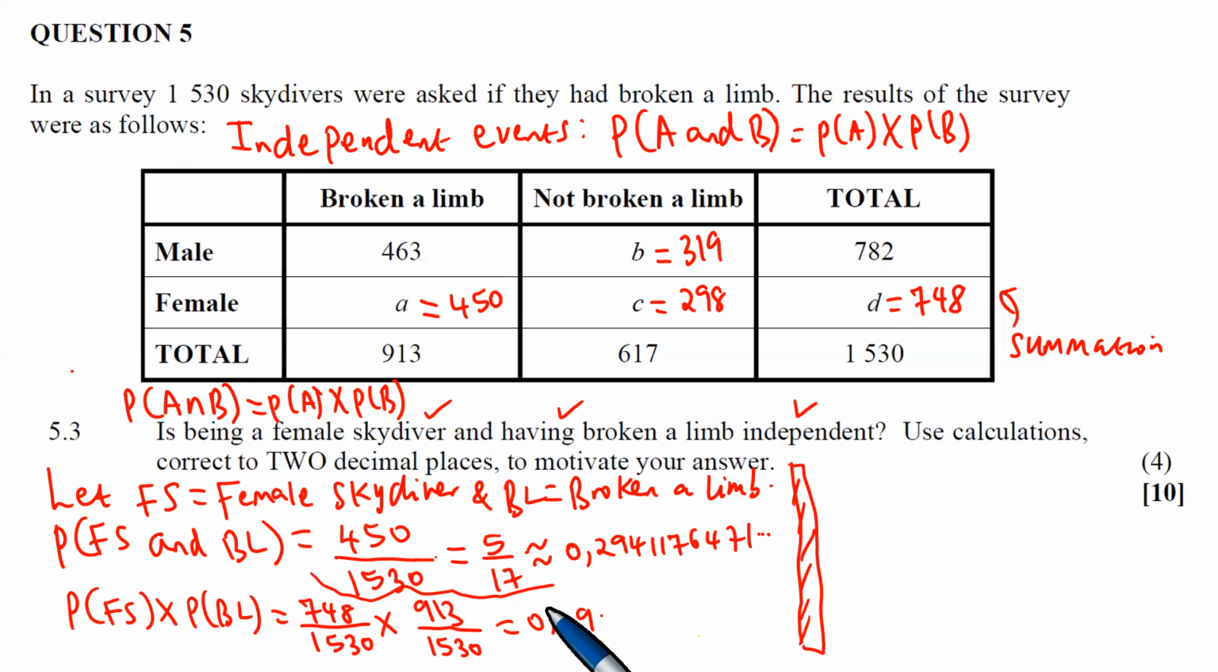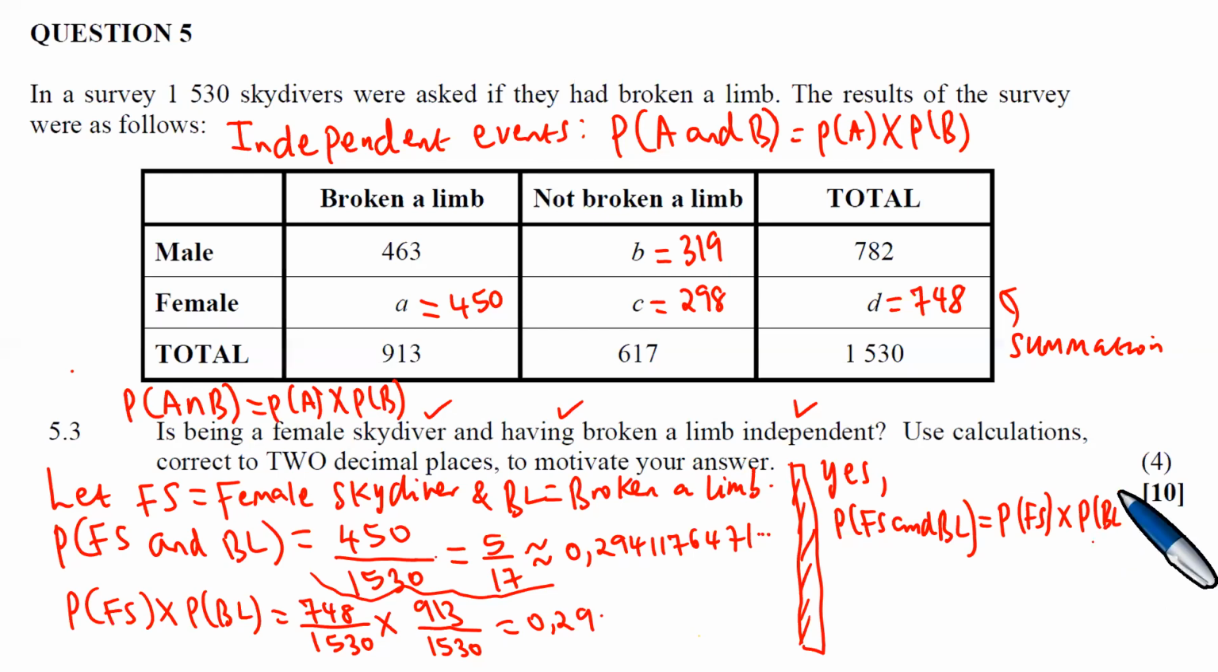So yes, the probability of a female skydiver and broken a limb is the same as the probability of a female skydiver times the probability of broken a limb. Yes, independent.